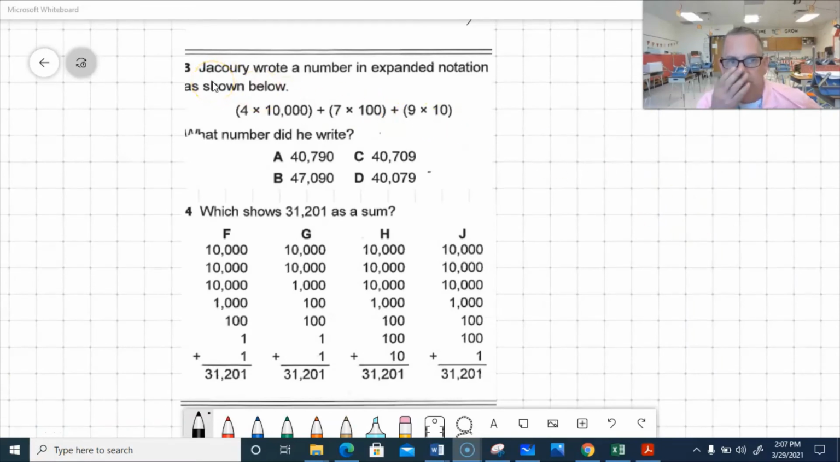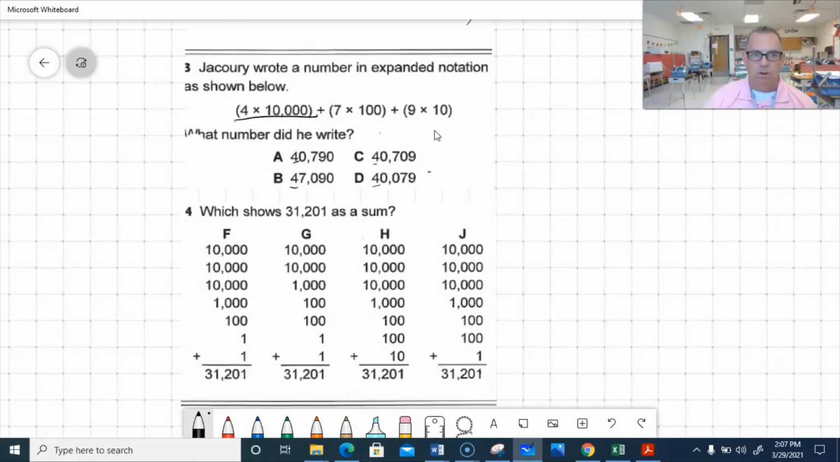Okay, follow along as I read. It says, Ja'Cory wrote a number in expanded notation, as shown below. 4 times 10,000, 7 times 100, 9 times 10. What number did he write? So A, B, C, or D? Well, let's check it out. I see 4 10,000s. So this one has 4 10,000s. They all have 4 10,000s.